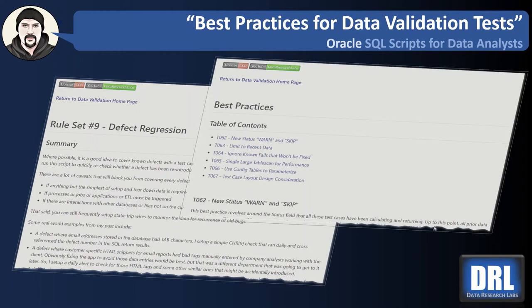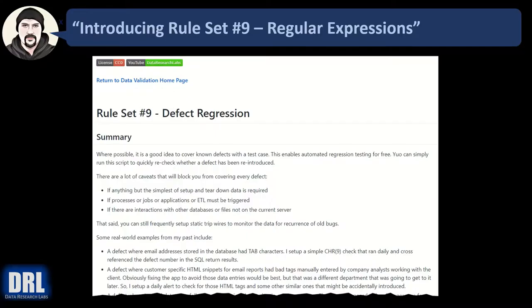For this tutorial, we're going to discuss best practices for data validation tests in Oracle. The first best practice is to set aside a section of your test cases, somewhere towards the bottom, to cover known defects. When? Whenever it's appropriate. You have to be able to write a simple SQL validation check, and often it's not possible because you have to do complicated setup and teardown, but when it is possible, you should do this. Why? Because it enables you to gradually automate regression testing and quickly recheck to confirm that defects aren't reintroduced.